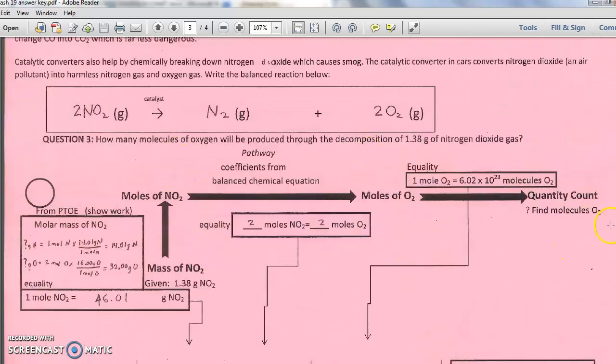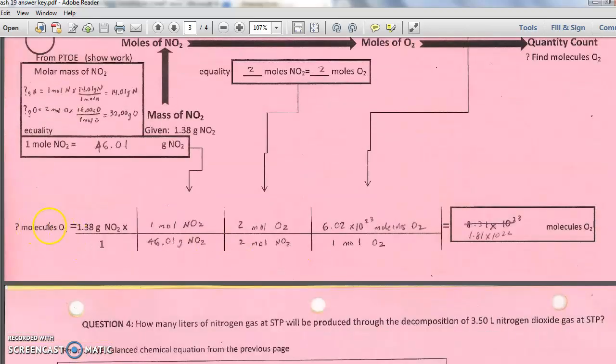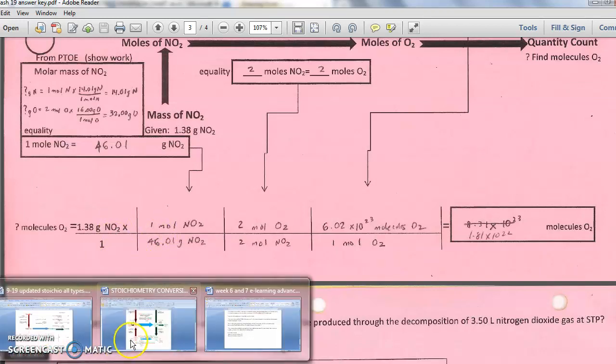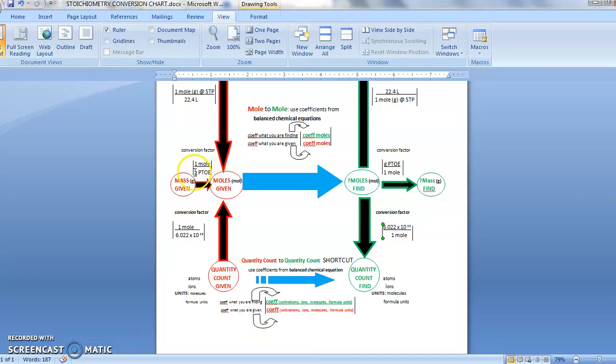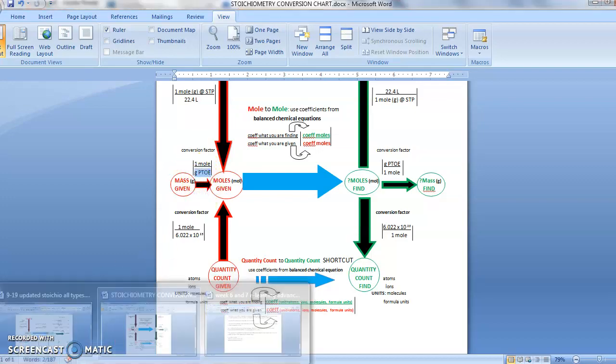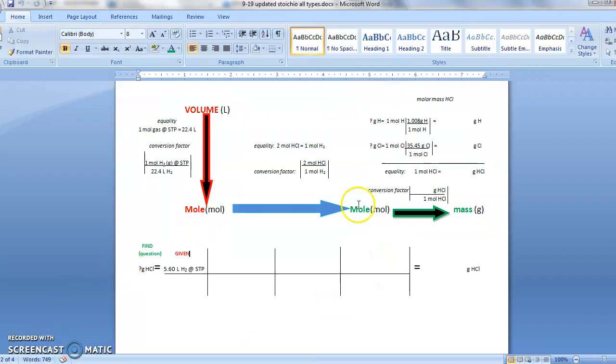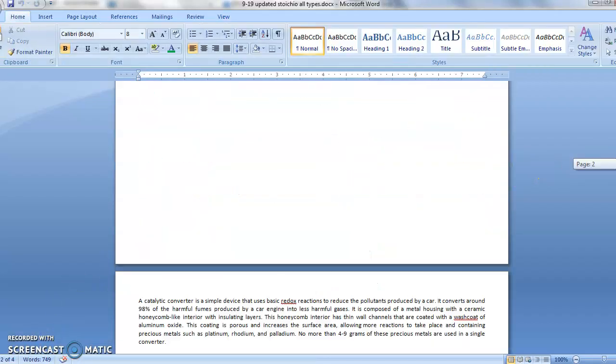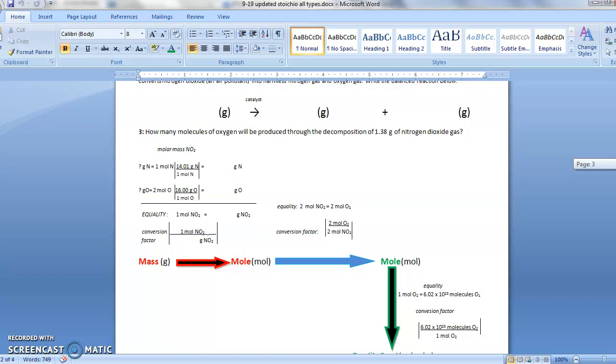Our question is molecules of O2. There's our molecules. Question mark, molecules of O2, and 1.38 grams of NO2 is right there. And again, we're dividing by that mass. This chart will tell you to divide by that mass. Grams are on the bottom. The little help chart that we had to go along with these problems also tells you to divide. So right here, they're showing you how to add up the molar mass of NO2, and they're telling you to put that mass on the bottom.